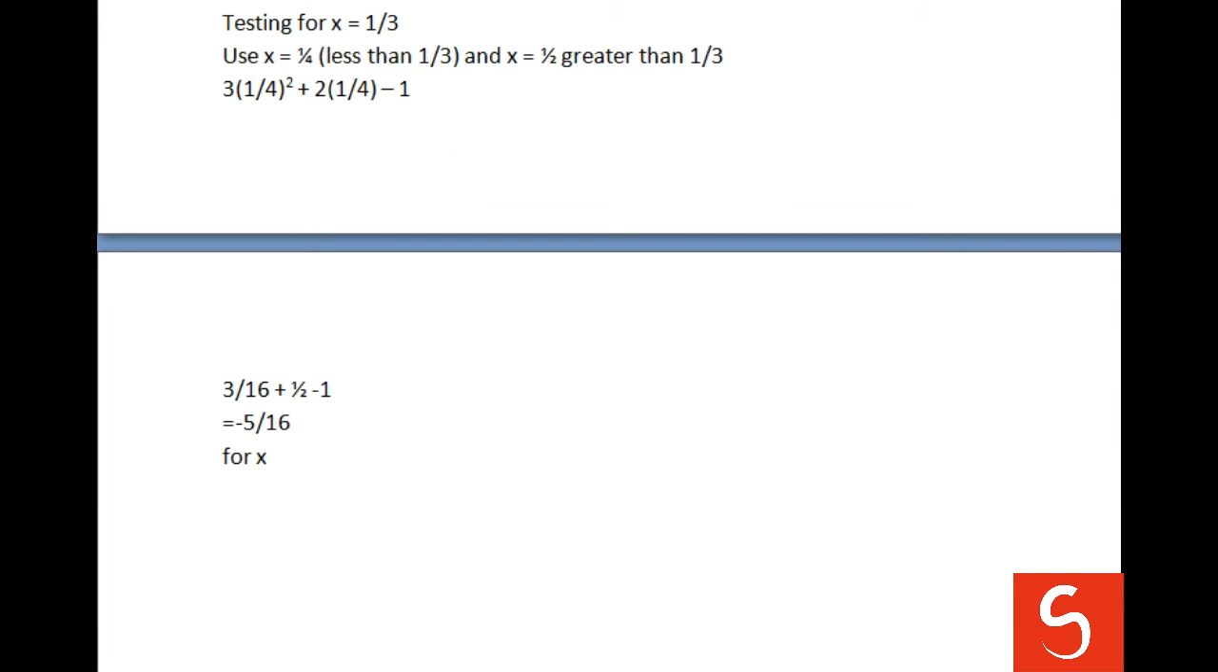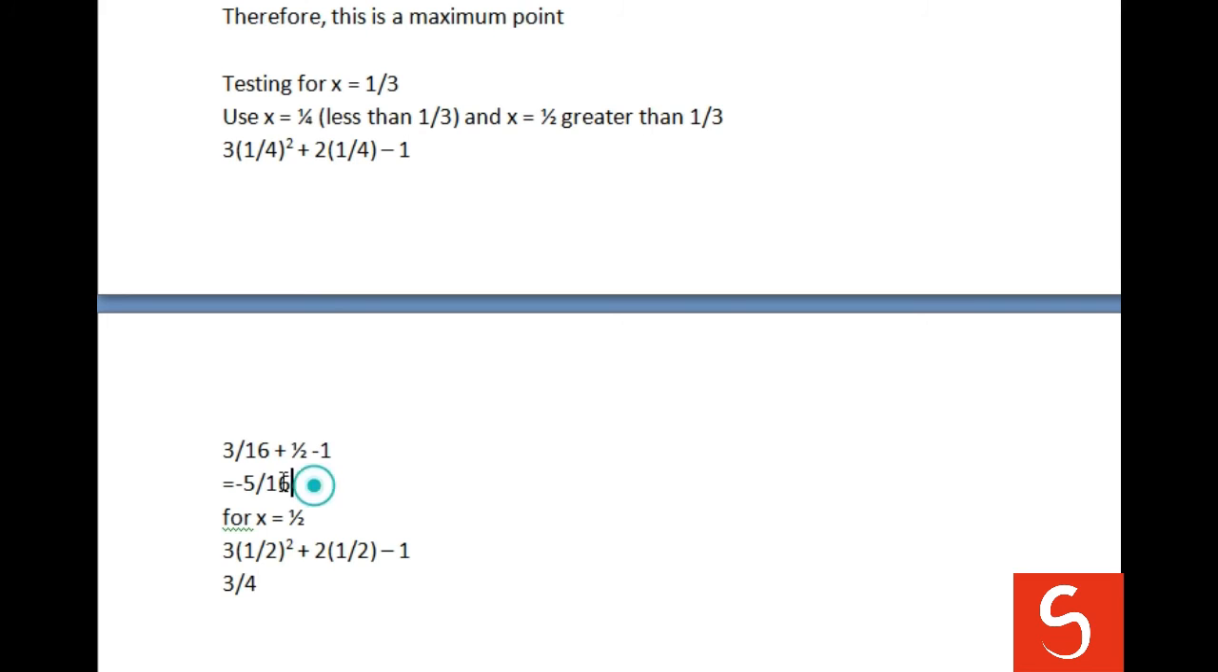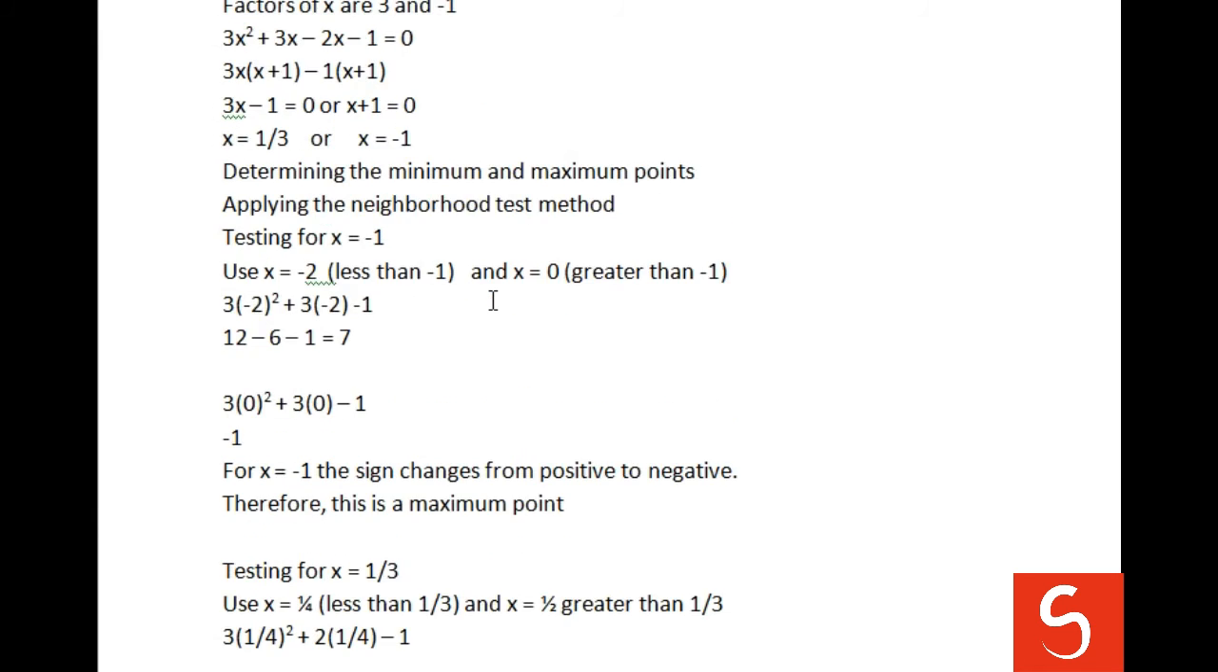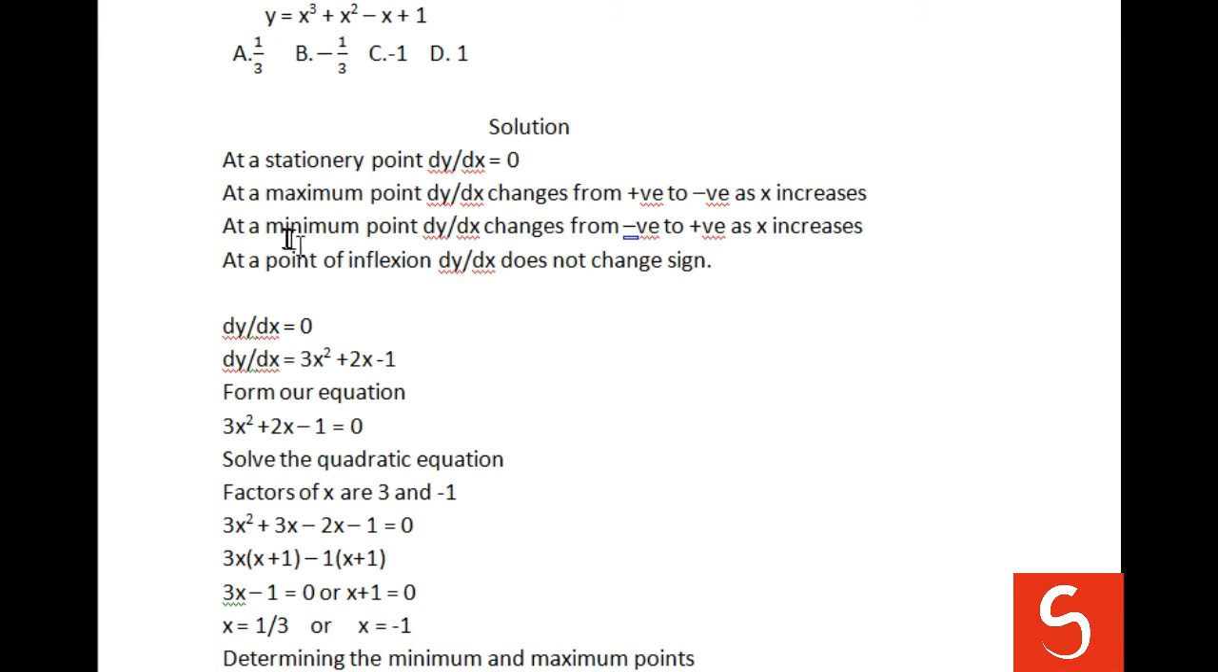So for x equals 1 over 2, as the greater part, we have 3 times 1 over 2 raised to the power of 2, plus 2 times 1 over 2, then minus 1. We solve it arithmetically, and we are left with 3 over 4. So we see that at x equals 1 over 3, it changes from negative, we have negative 5 over 16, to positive. And whenever it changes from negative to positive, that is a minimum point.